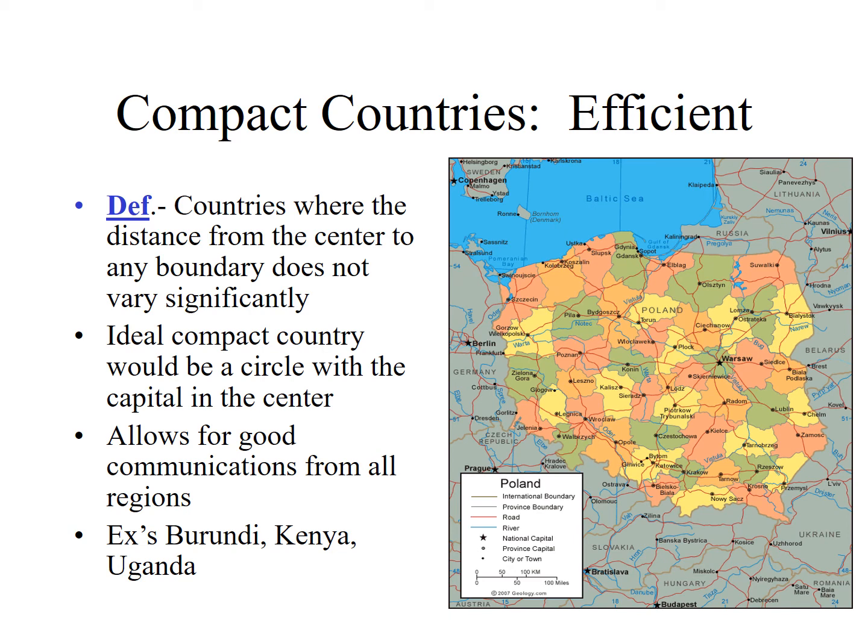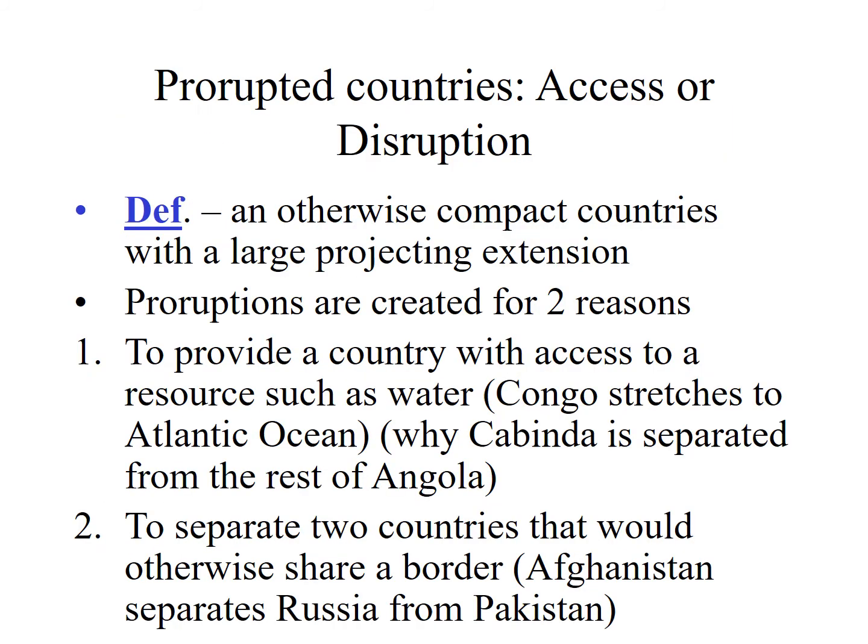And I'm looking at the countries that surround it: Germany, the Czech Republic, Ukraine, Belarus, Russia, and even Lithuania. And again, as I said, it has strong, wide seaports. So it has good communication throughout. And this is a nice thing about a compact country. It's very efficient, with multiple areas.